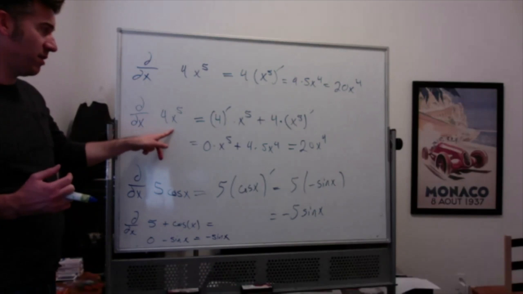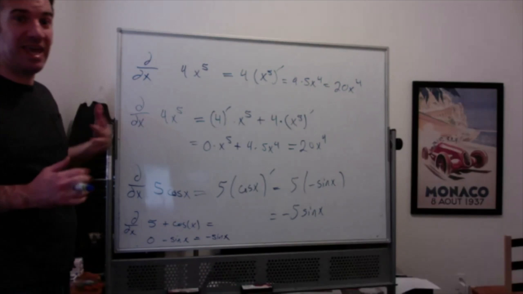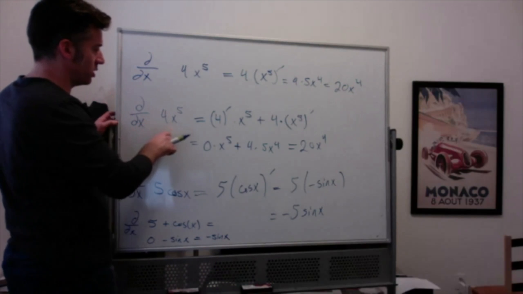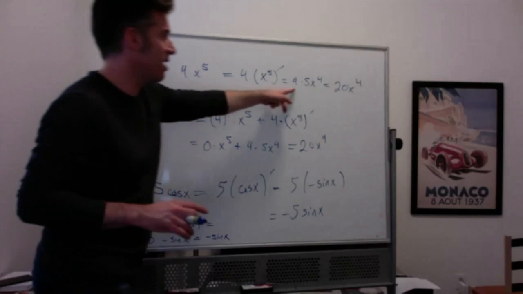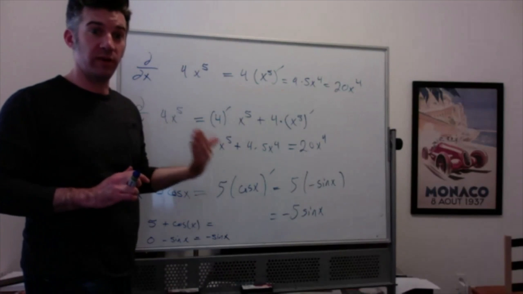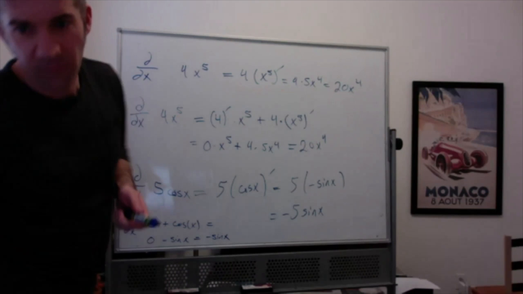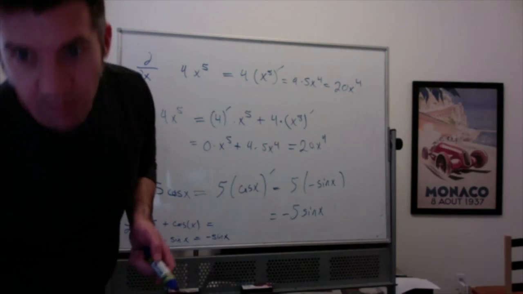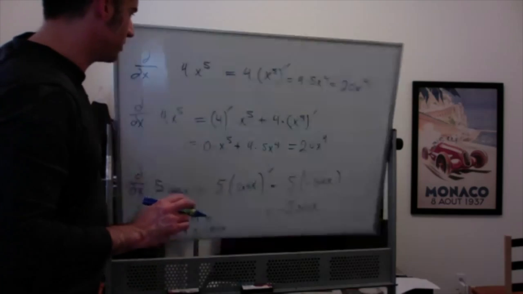Constants that are multiplied by variables, I like to think of them as hanging out when you take the derivative. With the derivative of a constant times a function, the constant hangs out, and you multiply it by the derivative of the function. So hopefully that clarifies things fairly well. Let's look at a few more examples.